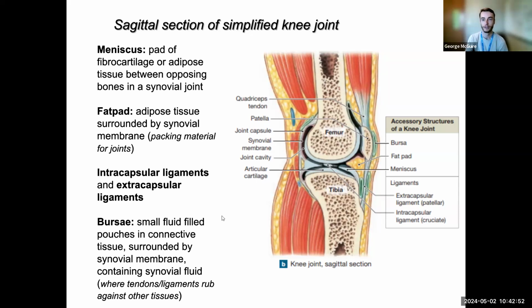Lastly, we have bursa, or bursae for multiple. Like you can see here, all these little green things. And these are just small fluid-filled pouches or sacs of connective tissue, kind of similar to the synovial fluid within that synovial capsule, within the joint capsule. They're just there for extra lubrication and extra support. Little fluid pads for protection.